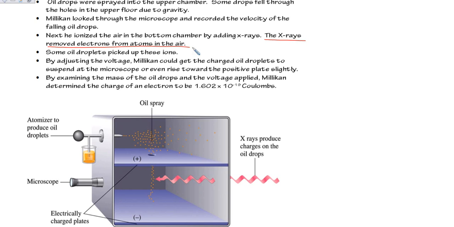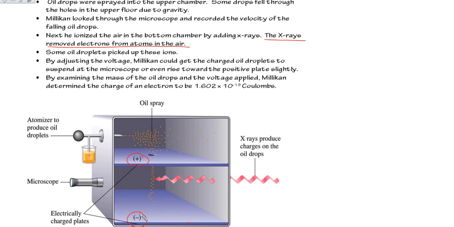Okay, so here's what happens now. He can charge these two plates. So we've got this upper plate with a positive charge and the lower plate with a negative charge. He can adjust the charge to play with these oil droplets. So he looks through this microscope, and I've got these negatively charged oil droplets. If he increases the charge on the positive plate, opposites attract. So he can get these negative oil droplets to rise up toward that upper positive plate.